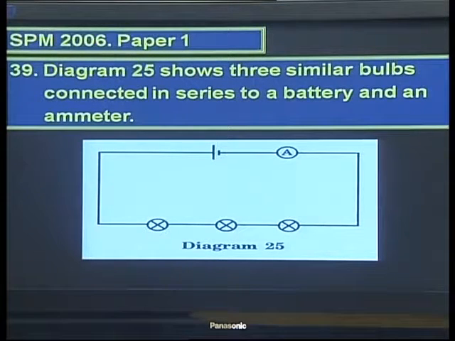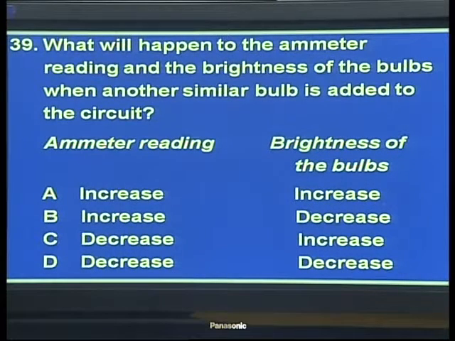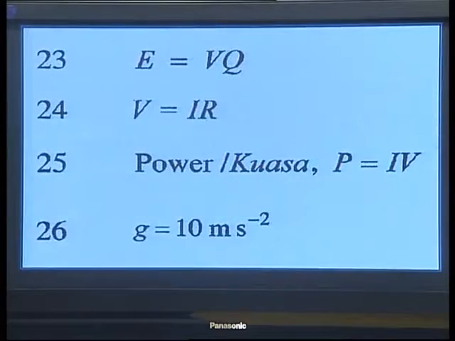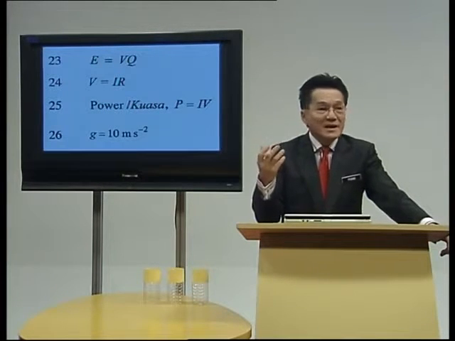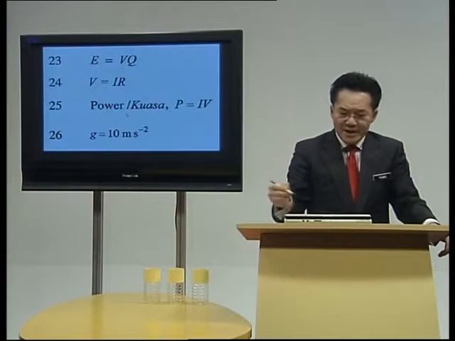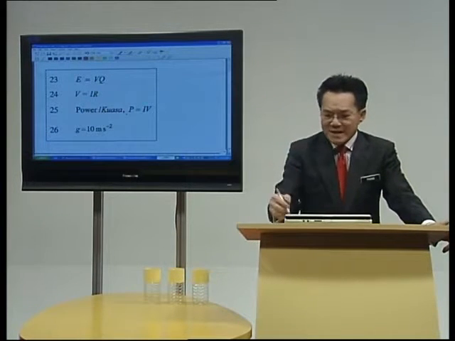Diagram 25 shows three similar bulbs connected in series to a battery and an ammeter. The question says: what will happen to the ammeter reading and the brightness of the bulbs when another similar bulb is added to the circuit? Choose A, B, C or D. Remember the last time we said we need to go back to the formula page, and with all the formulae given, we need to know which formulae we can use in this particular question. Let us tackle it step by step.